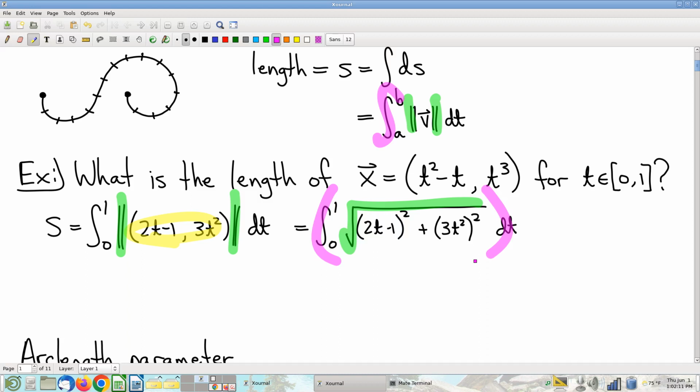Very often this is how these questions turn out. The integral ends up being ugly because magnitudes are unavoidably square roots. Square roots very commonly give ugly integrals, right? So this is just the nature of the beast.